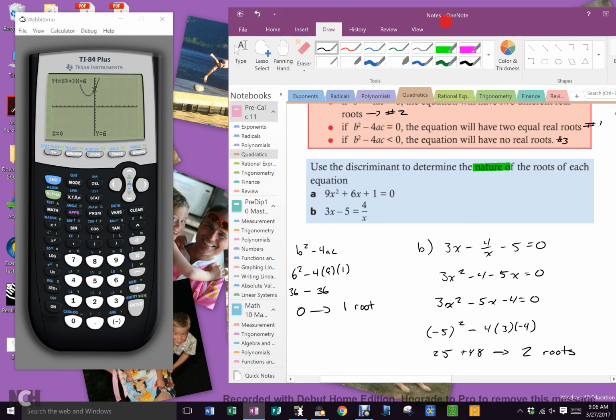Now I want to show you guys something. You don't need to do this. I just want to show you something. I'm going to enter this: 3x squared minus 5x minus 4. Everybody agree? That's what we got, yeah? I'm going to graph it, and I'm going to see that it indeed has 2 roots. Everybody agree? Yeah? Okay, now watch this.